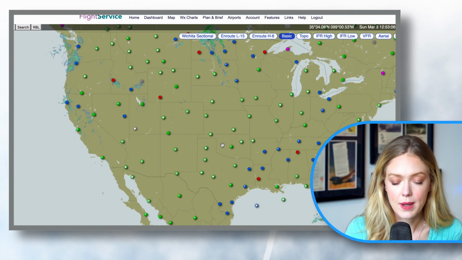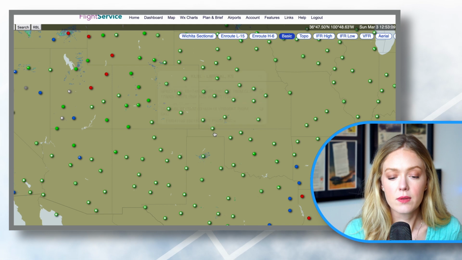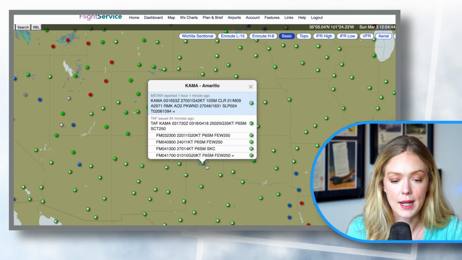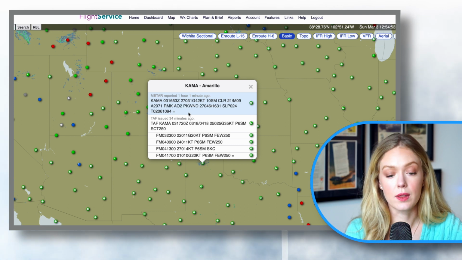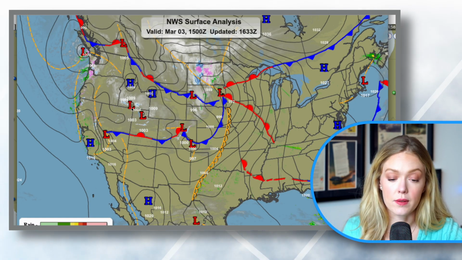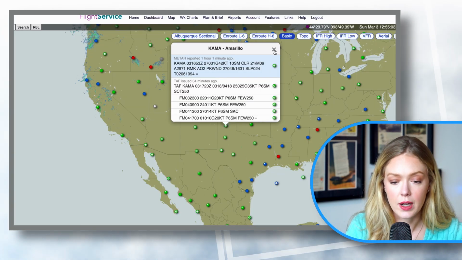Low pressure over the panhandle of Oklahoma. So let's see if there's any wind going on there. If we look at Amarillo, holy moly, 27031, gusting 42, a result of those low pressures and troughs. While that is VFR, and it's very VFR, I am curious to see when we turn on the AIRMETs if we're going to see a sustained surface winds AIRMET.